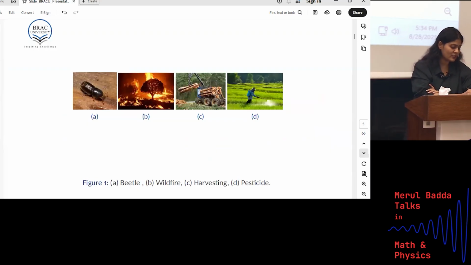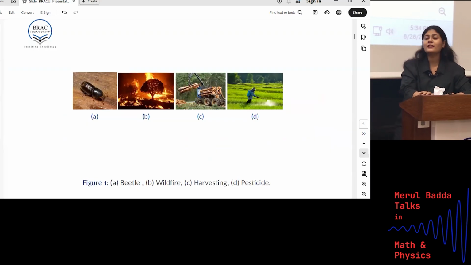This is the beetle. There are different kinds of beetles in the world, but in our study we focused on mountain pine beetles. This is the mountain pine beetle. Mainly we studied the Canadian forest system, how a mountain beetle can attack the forest, and how the population dynamics work. And this is the wildfire system, this is harvesting, and this is mainly the pesticide.